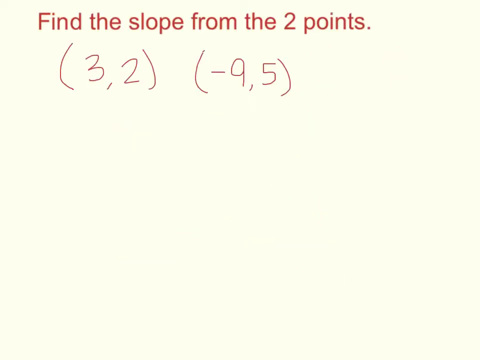Alright, so here's the first 2 points. So find the slope from the 2 points. So we need to label these. In a point, remember the first number is the x, the second number is the y. So we're going to call this x1 and y1. Over here, the first number is x, the second number is y, so we're going to call that x2 and y2. Okay, you should have the formula written down right in front of you.